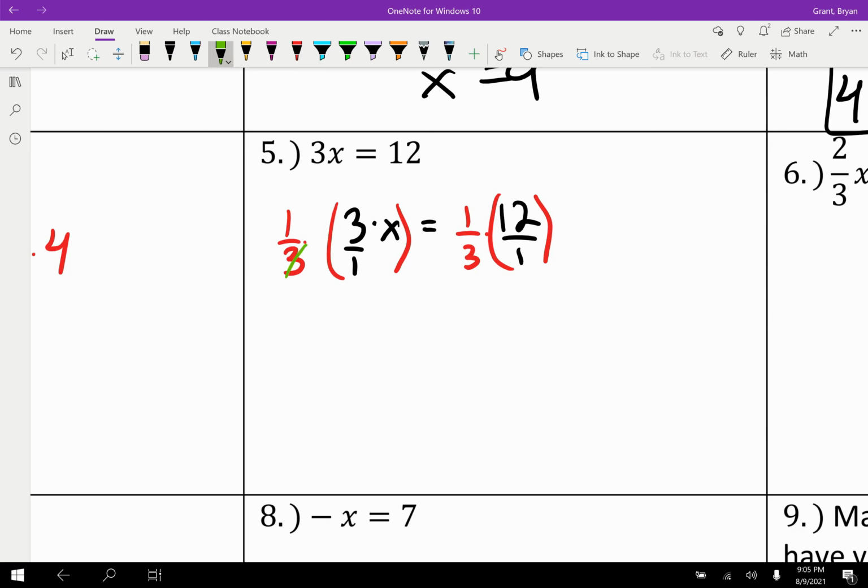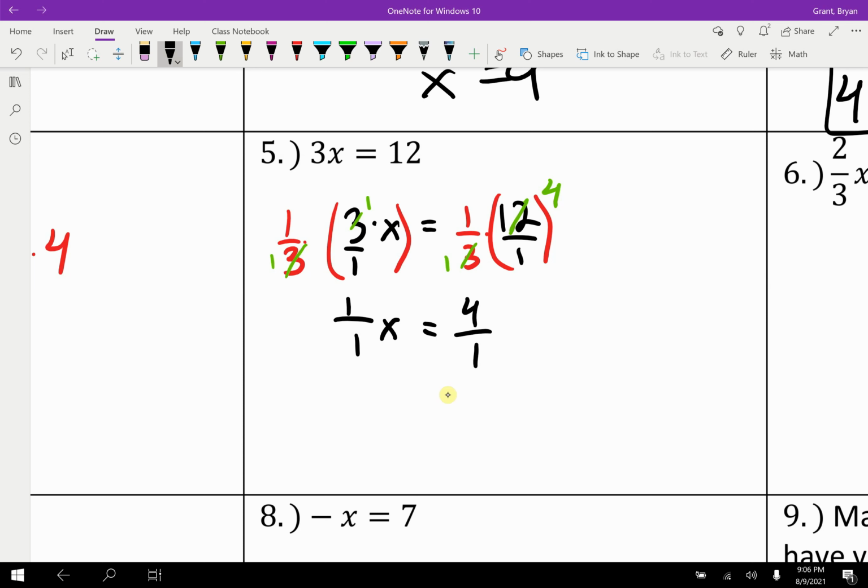The left side we can cross-reduce. These become 1s. And if you multiply straight across, 1 times 1 is 1. And 1 times 1 is 1. And then we have an x. Equals, on the right side, we can cross-reduce. 3 divided by 3 is 1. 12 divided by 3 is 4. And then we can multiply straight across. 1 times 4 is 4. 1 times 1 is 1.